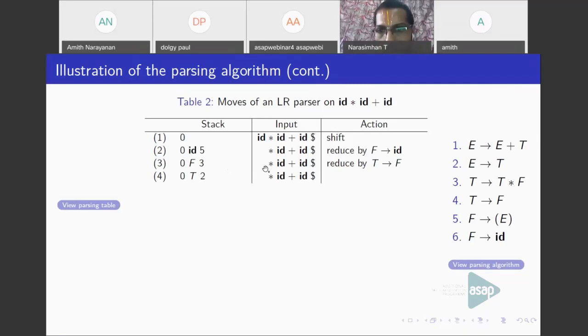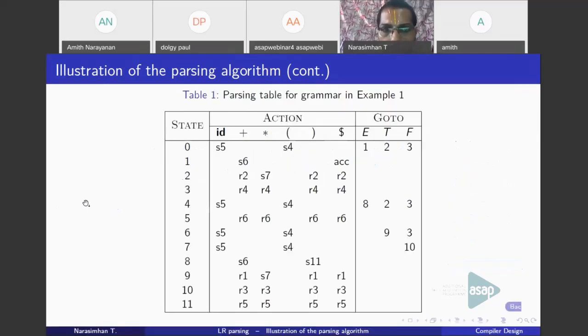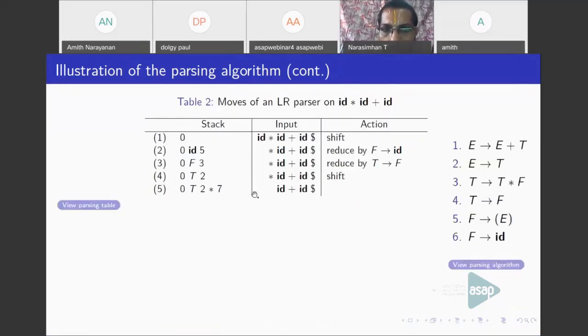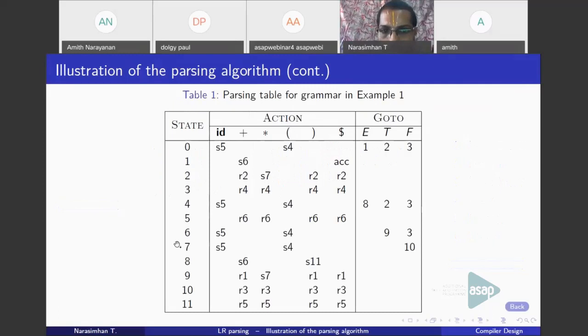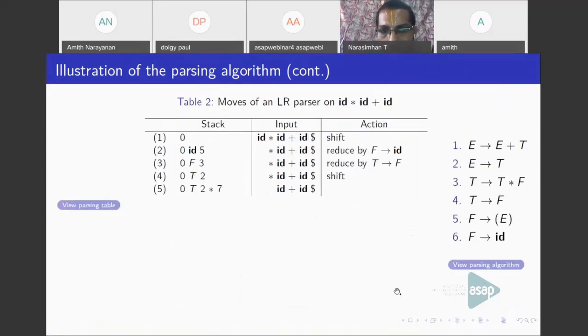Next is 2 and star. 2 and star is shift operation. Very straightforward, you can do that. Shift operation means the star is consumed, so star will move to the stack. Next input symbol will be ID. 7 and ID is the next combination. It is a shift operation. Again ID is consumed, so ID will be pushed to the stack. Next is 5 and plus.